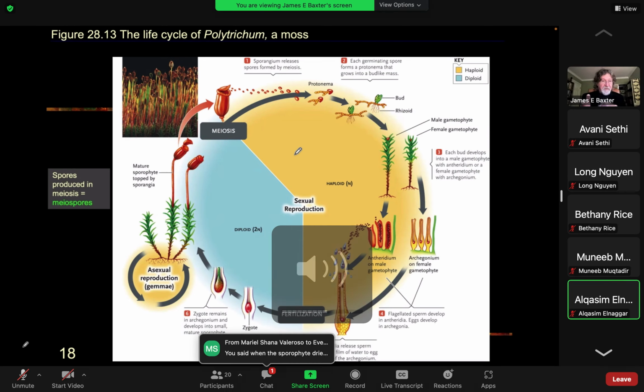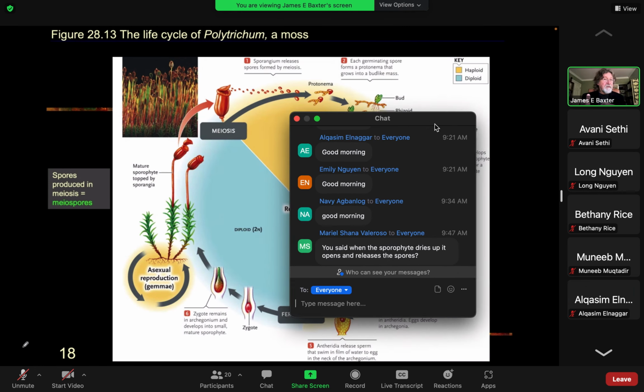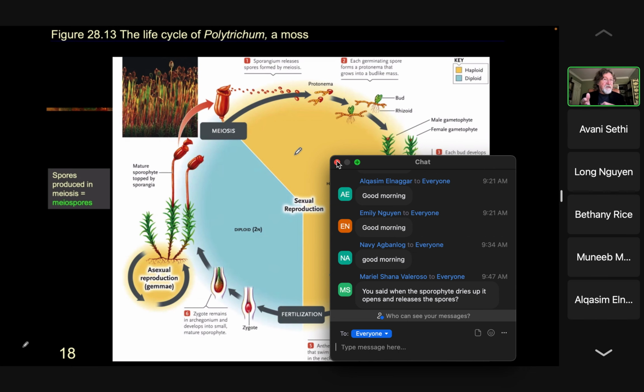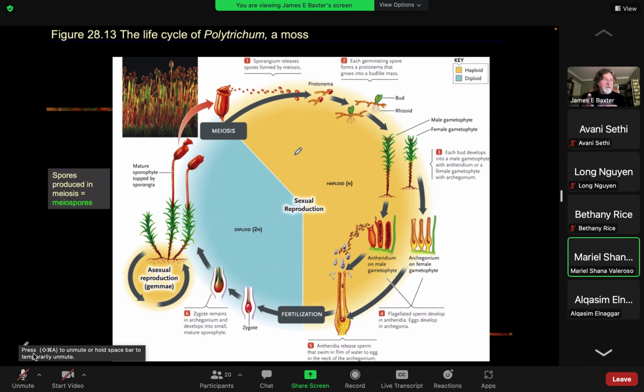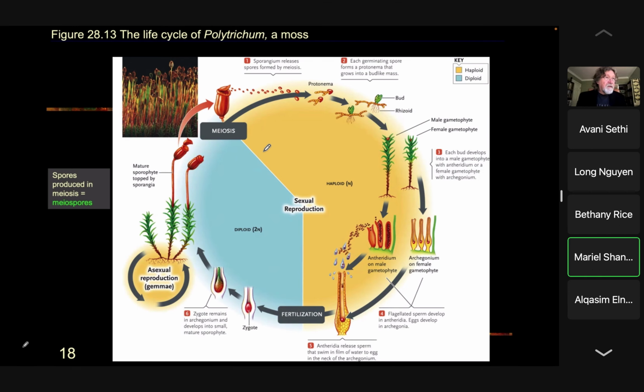Thank you. Someone else was asking something. Who else? I thought I heard another voice. Oh yeah. Sorry, I put it in the chat. But you said that when the sporophyte dries up, it releases the spores. That's right. Okay, thank you. Yeah, because at the very end here in the capsule, that's more detail than what we want to go into.